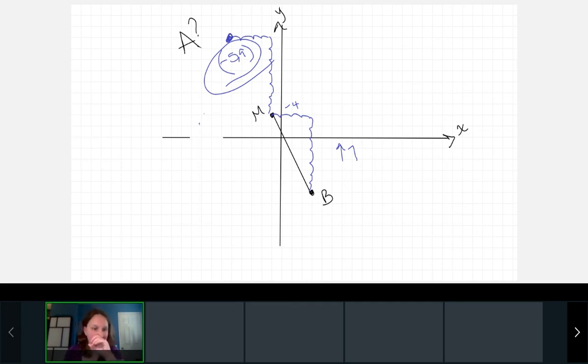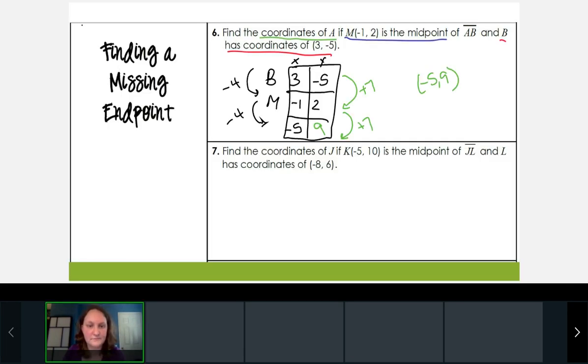Okay, so let's do one more example with the box method, and then I'll let you do one on your own here. All right, so if you are confused and you keep typing in the chat, I'm super confused. Let's just do this one together, okay? Let's do it together.